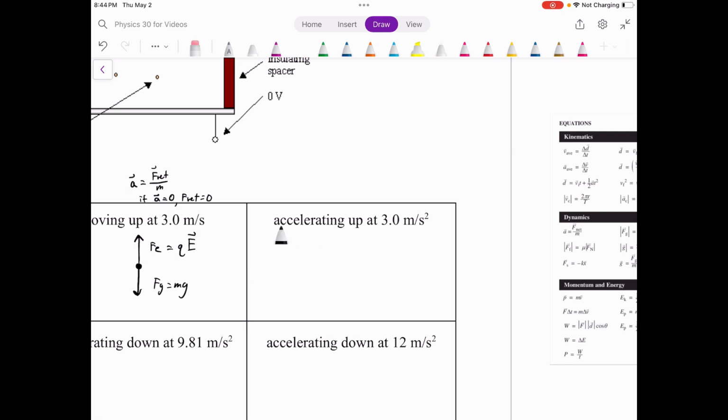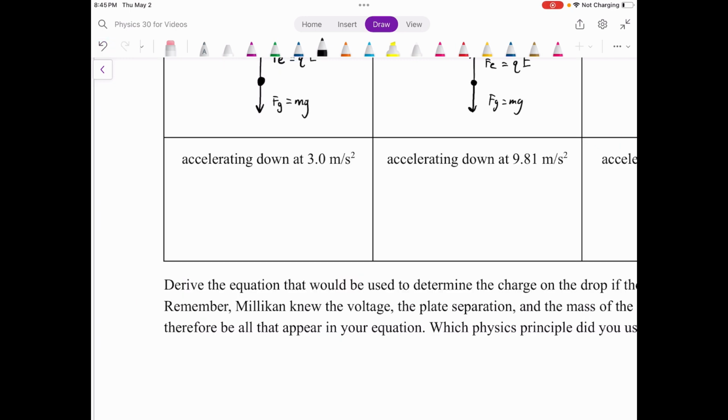Okay, now here we go. Accelerating up. So the acceleration is not 0. That means the net force is not 0. So if it's accelerating upwards, the electric force in this case must actually be larger than the force of gravity downwards. That's how something accelerates upwards. There needs to be a net force up, right? So like this much of each force cancels each other out, but we're still left with an overall upward net force. All right, now accelerating down at 3 meters per second squared.